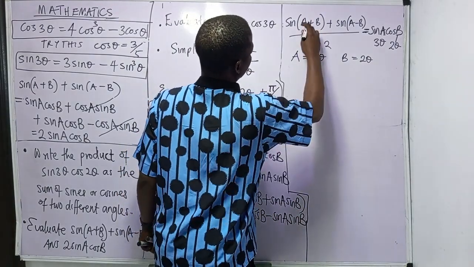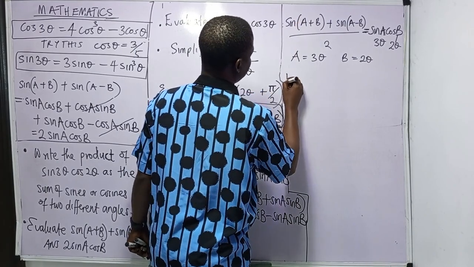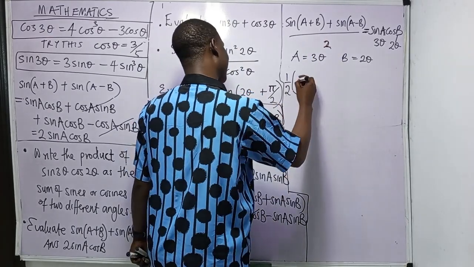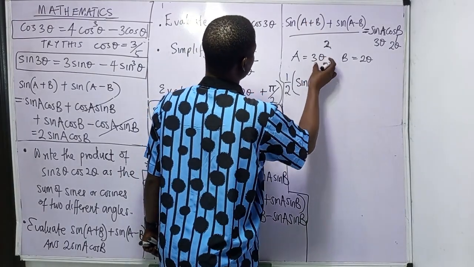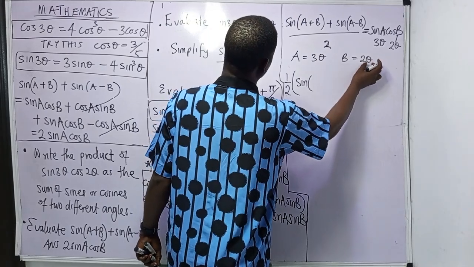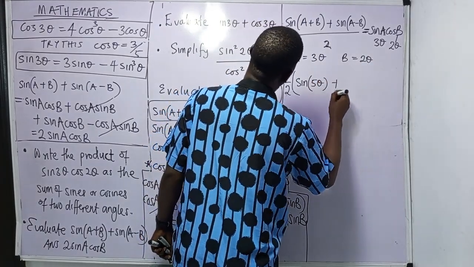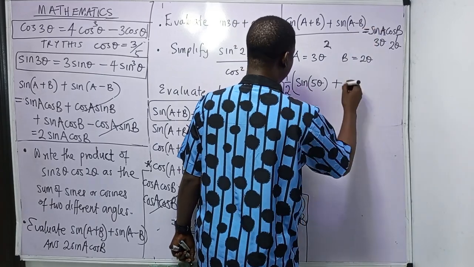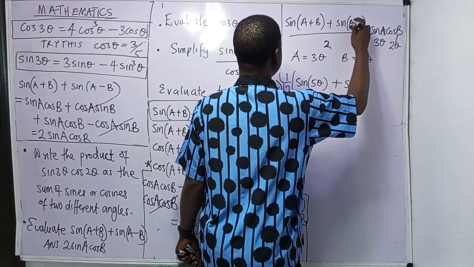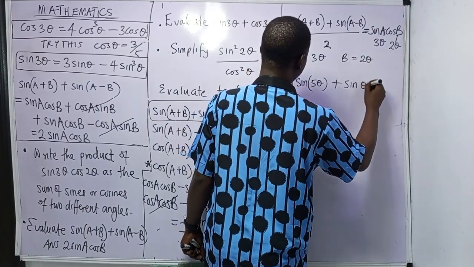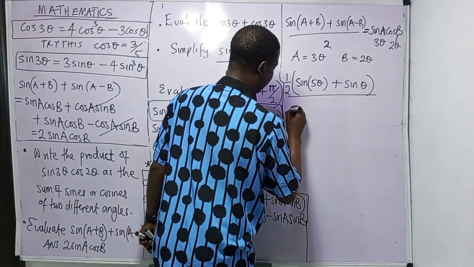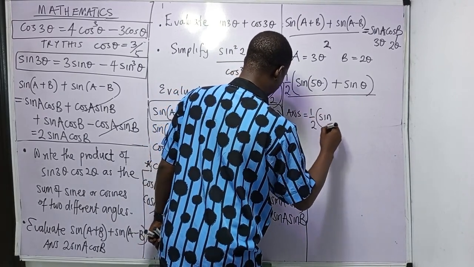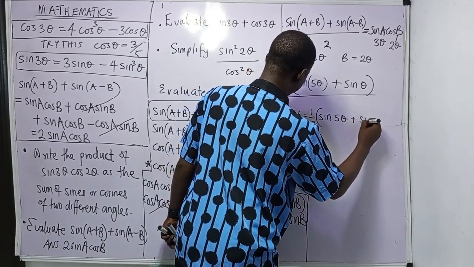Now let's put it there. This is what we want to have. So we put it here, we can write this as 1 over 2 open bracket, and these two now be written like this. Then sine, what is our A? A is 3 theta plus B 2 theta, which is 5 theta, plus, now 3 theta minus 2 theta, what do you have? Theta. So sine A is 3 theta minus B is 2 theta, we have theta. So our final answer will now be equal to 1 over 2 sine, open bracket, 5 theta plus sine theta.